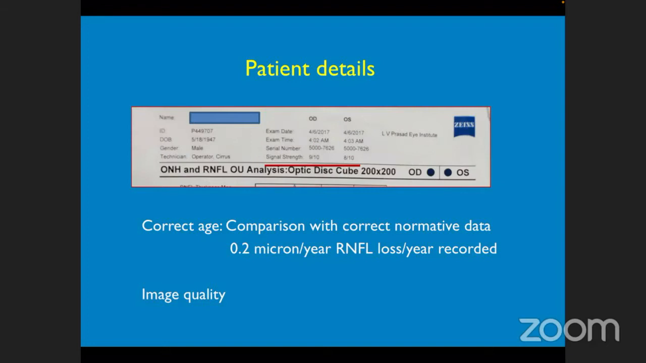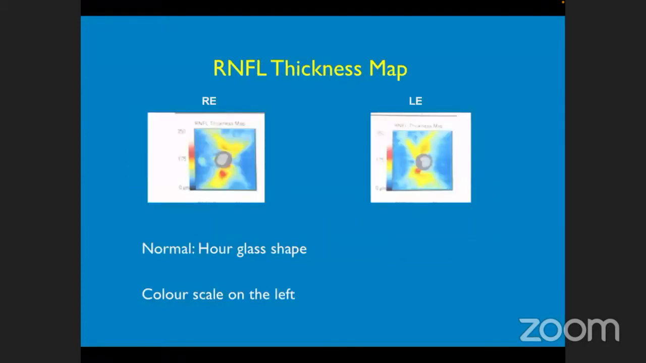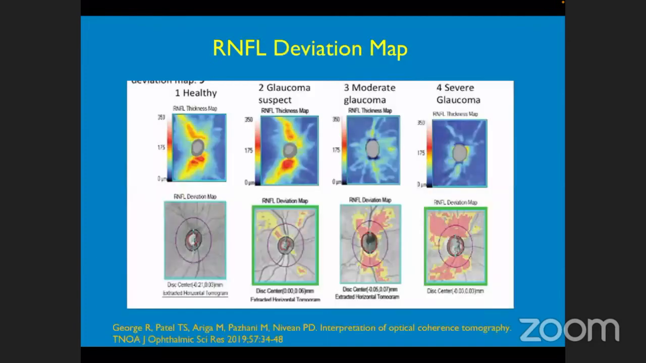Image quality should be looked at to interpret the next maps. RNFL thickness map actually looks like an hourglass pattern, which is normal. As it was already said, the darker or the hot colors are of thick RNFL, and bluer or cooler colors represent thin RNFL. Color scale should be seen on different scans, as it may differ for different machines.